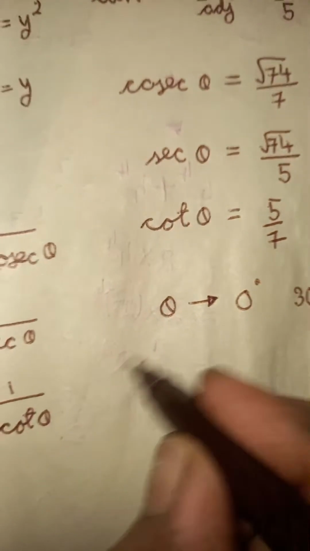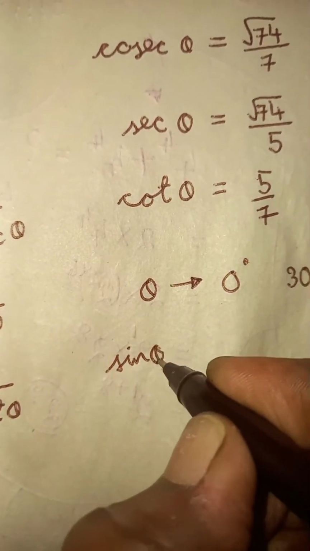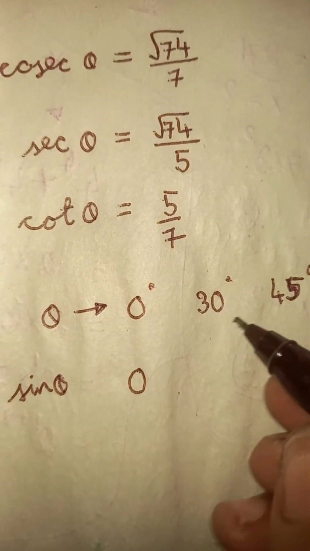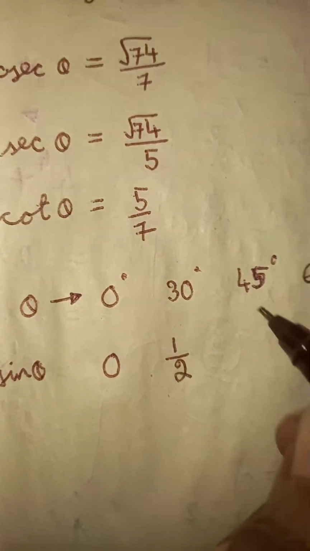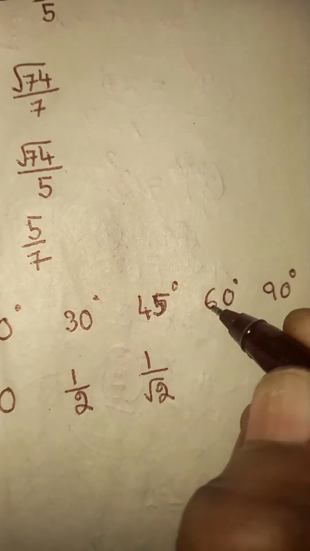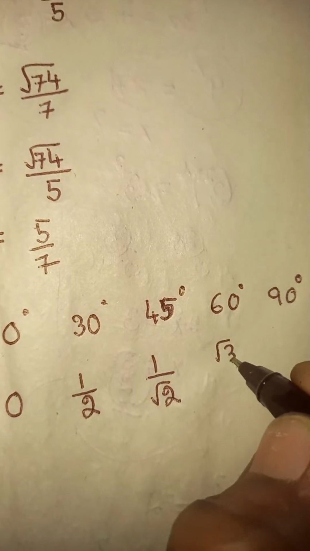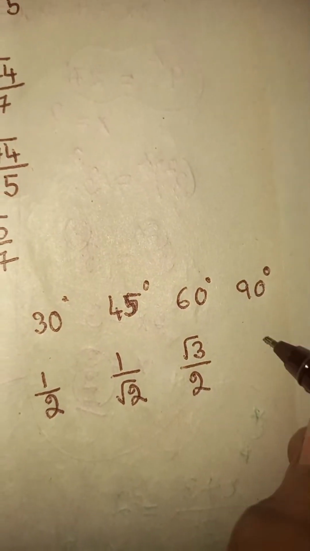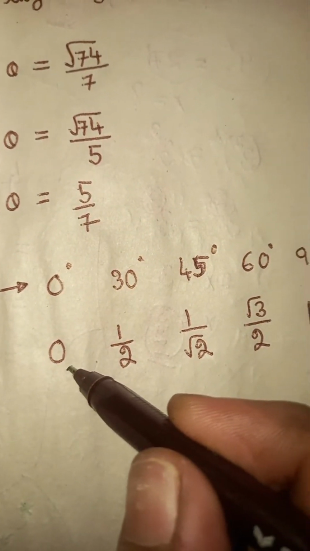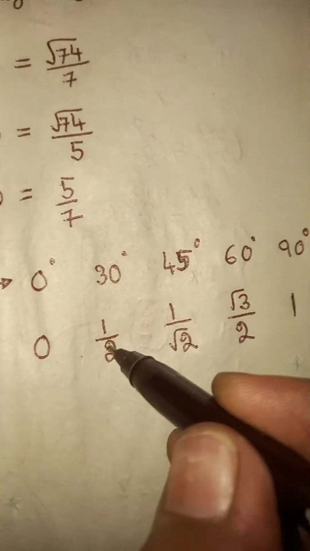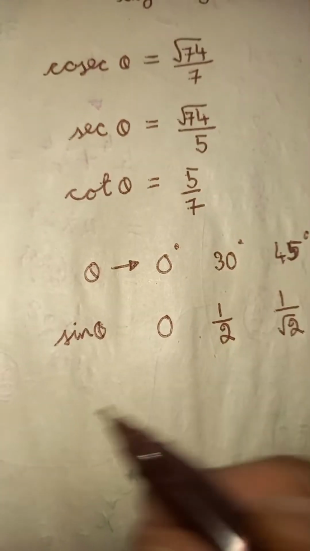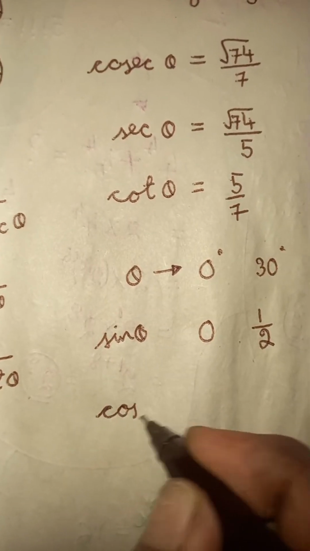Now I'm going to tell you with sine theta. Sine of 0 degree remains as 0. Sine of 30 degree becomes equal to half. Sine 45 becomes equal to 1 by root 2 and sine 60 is equal to root 3 by 2 and sine 90 becomes equal to 1. In sine theta the numbers go from 0 to 1, that is 0, half, 1 by root 2, root 3 by 2 and 1.